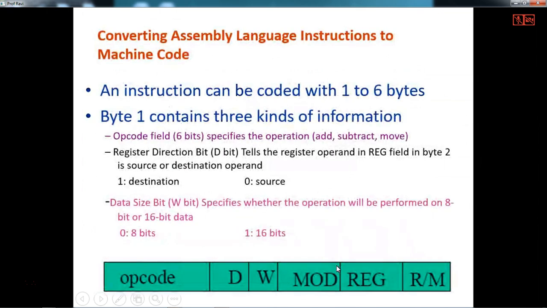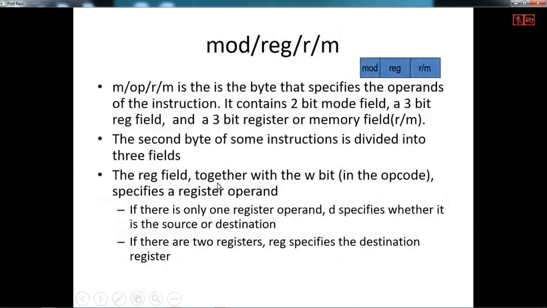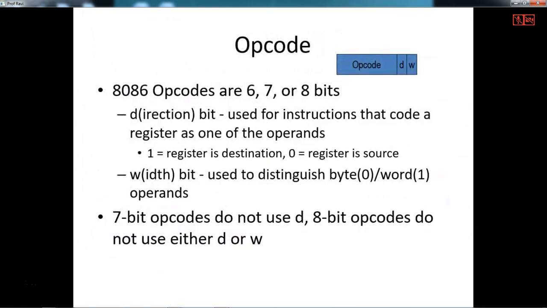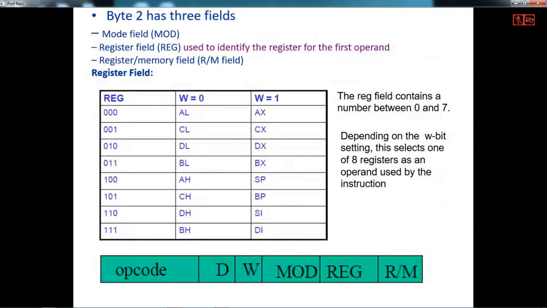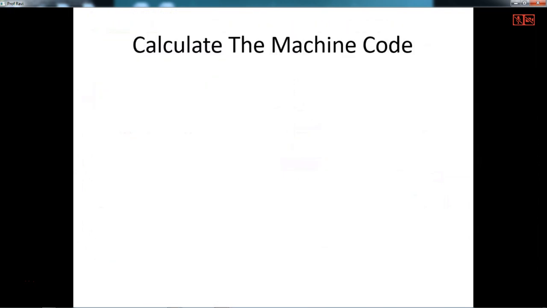In more detail, an 8086 instruction can be coded with 1 to 6 bytes. So it can be a 1-byte instruction, a 2-byte instruction, or a 3-byte instruction. We will see this in detail, and how to code it, I'll come back to that.